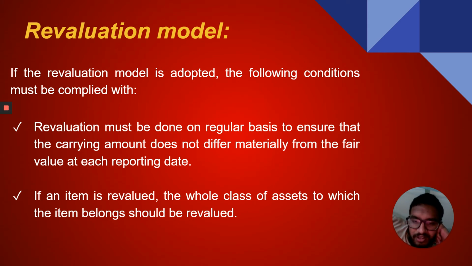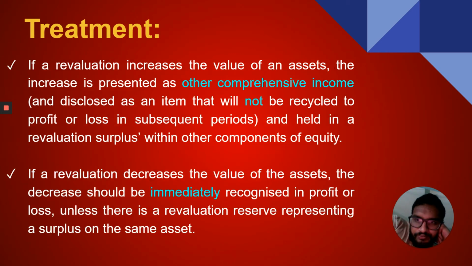Okay, so if an item is revalued, the whole class of assets to which the item belongs must be revalued. So if it belongs to a particular class of assets, the whole class should be revalued, or you should not use the revaluation model. So the treatment, how you will be accounting for this: any increase will be shown in OCI, under the heading that the item will not be reclassified or recycled to profit or loss in subsequent periods. We'll be doing some examples that will give you a bit of clarity, but just remember that it will be going into OCI.